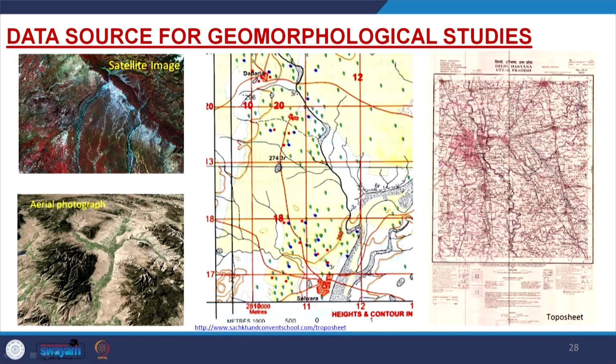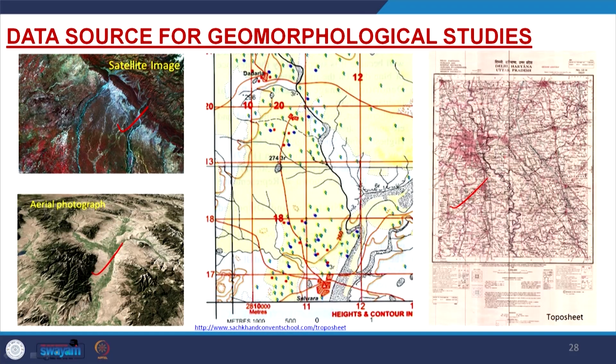Now, data source for geomorphological studies. We have modeled the geomorphology. Now, we need to know from which place, what different sources we can extract data to prepare these models. Data should be available there. The first and foremost is satellite images of different series, time series, so that at different times the information can be extracted. Then aerial photographs, then toposheets. So, these are the different sources from which data can be extracted.